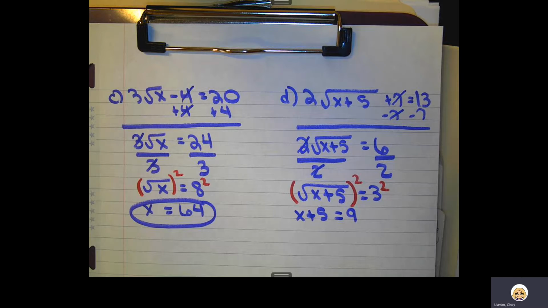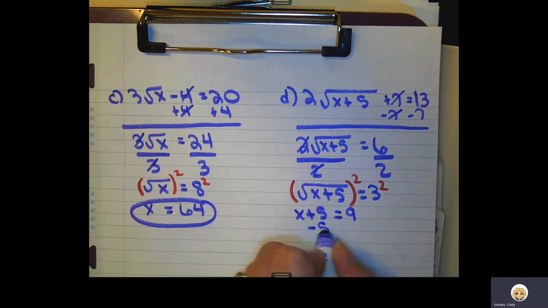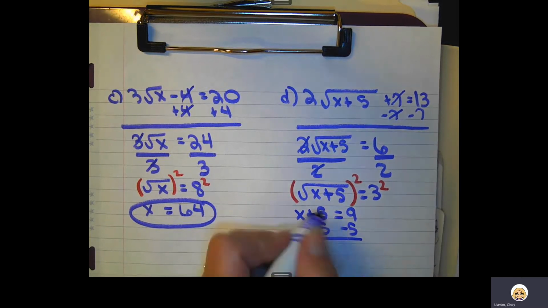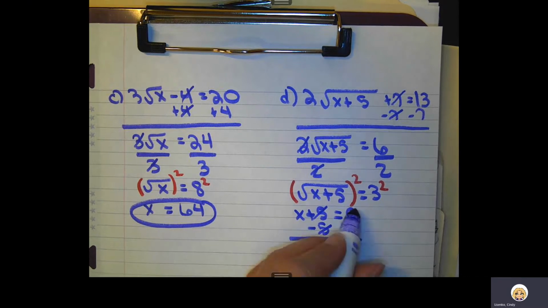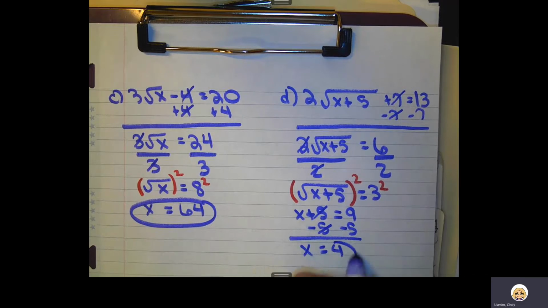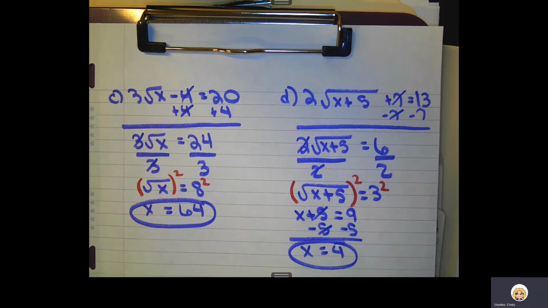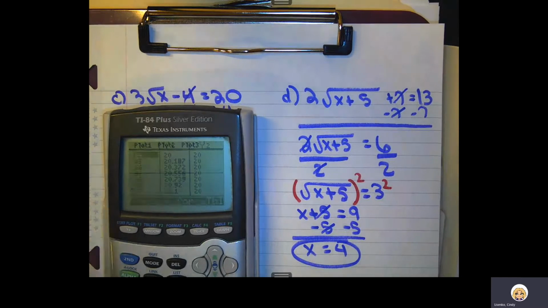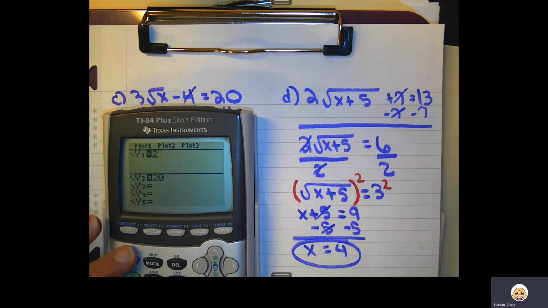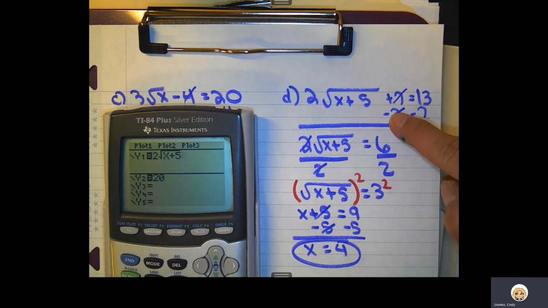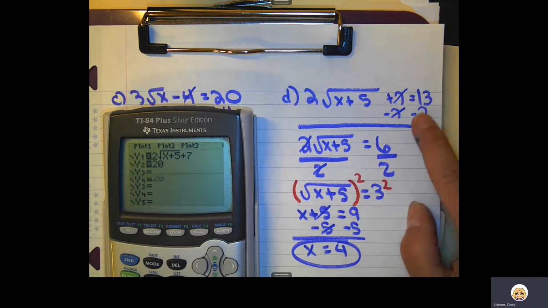Last step, we have to get the x alone. You see plus 5, so we're going to subtract 5. 5's cancel. 9 minus 5 is 4, so we have x equals 4. I'm going to do a quick check. Grab my calculator. Go to y equals and type in the whole left side. So 2 radical x plus 5 under it. Move it to the right, plus 7. On the right side, we have a 13.